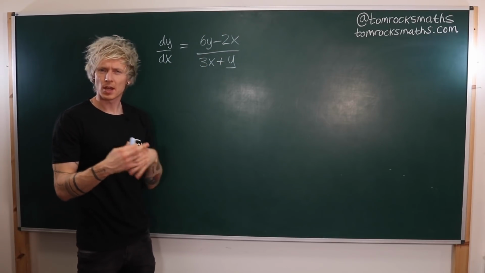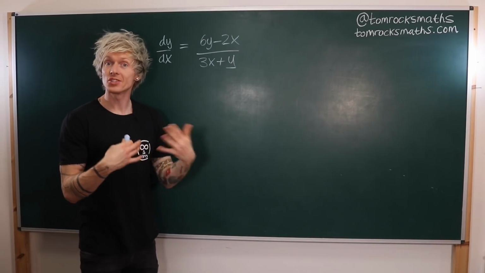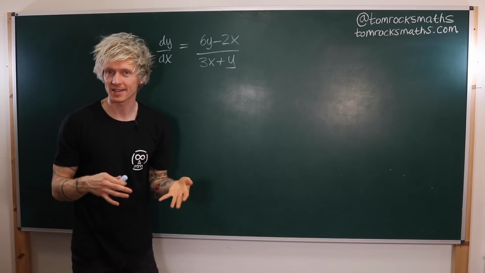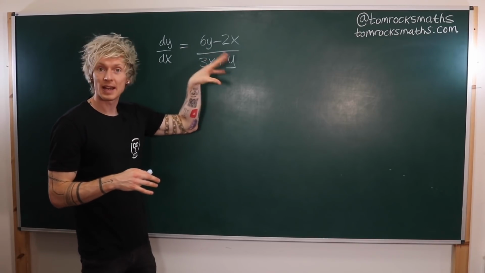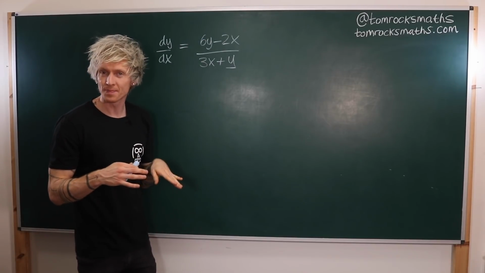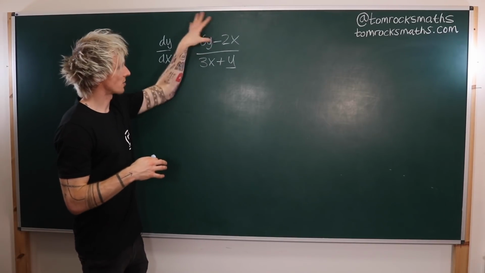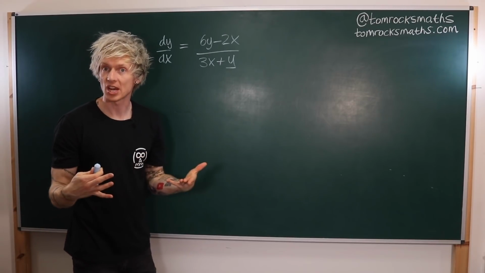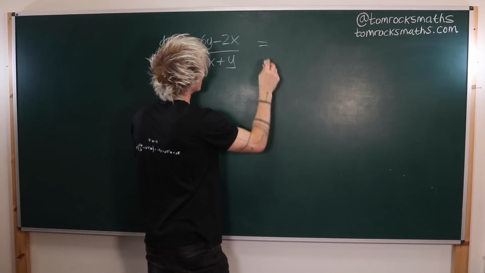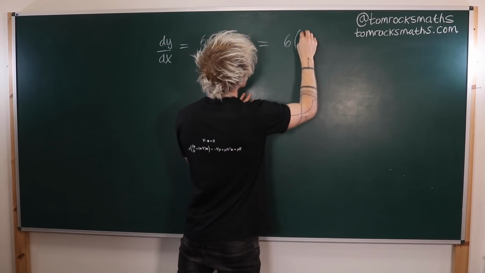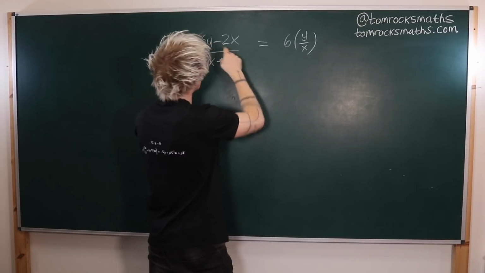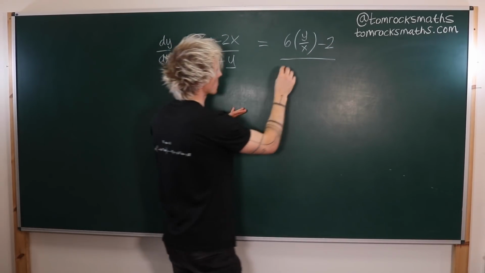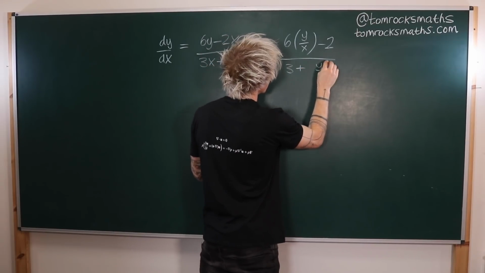So the first step is going to be to make sure this is in homogeneous form. So remember, we need a function of y divided by x. And we do this here by dividing the top and the bottom both by x. And because it's a fraction and we do the same to the numerator and the denominator, the value of course doesn't change. So if we do that, we're going to get 6 times y over x minus 2 on the top, divided by 3 plus y over x.